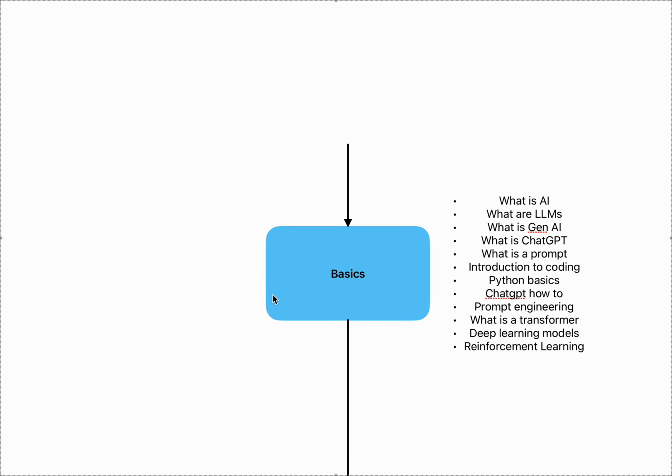What are the basics? What is AI? What are large language models? Why are they even called that? What is ChatGPT? How to use ChatGPT? Introduction to coding, because we're gonna do some coding in the other units. But again, I'm gonna try to make this very simple and easy to understand, because everybody needs to know AI. This is something that is changing the way we see the world and the way we interact with the world. So without further ado, I'm gonna go ahead and start with what is AI.